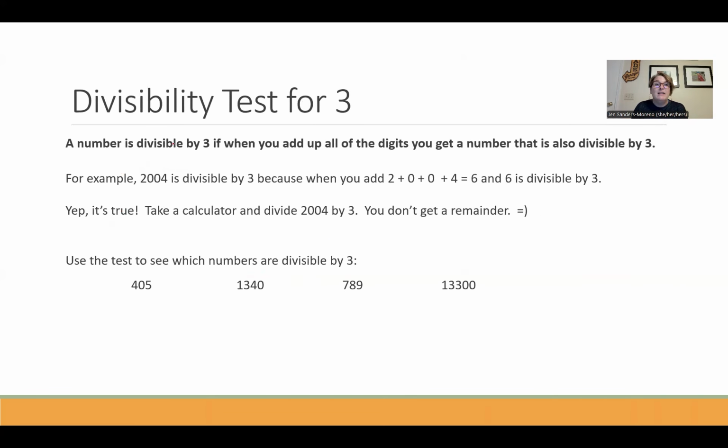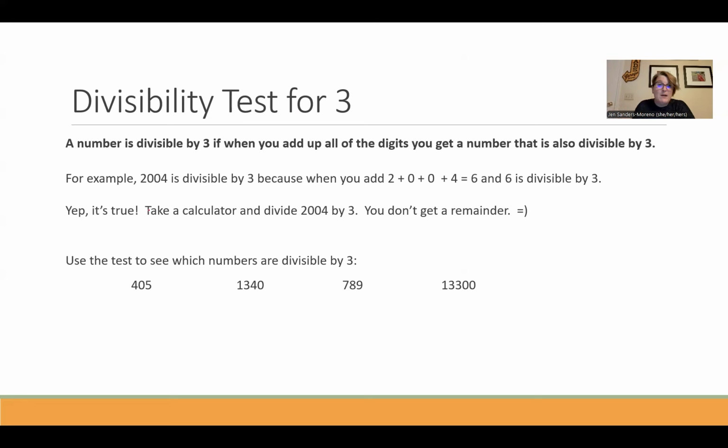Okay, a number's divisible by 3 if when you add up all the digits, you get a number that is also divisible by 3. Yes, it really is like a math party trick. So I'm going to say that one more time. A number's divisible by 3, like the whole giant number, would evenly be divided by 3 if when you add up all the digits, whatever answer you get from that is also divisible by 3.